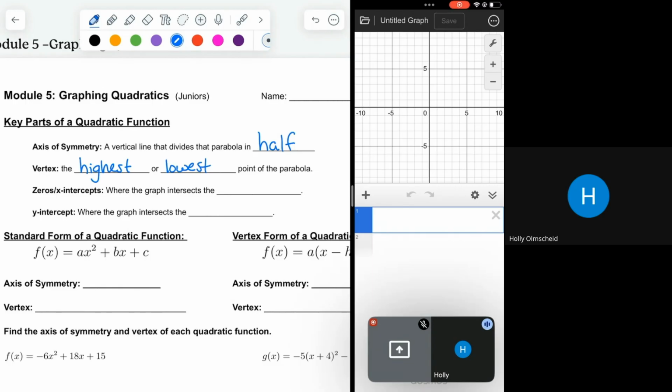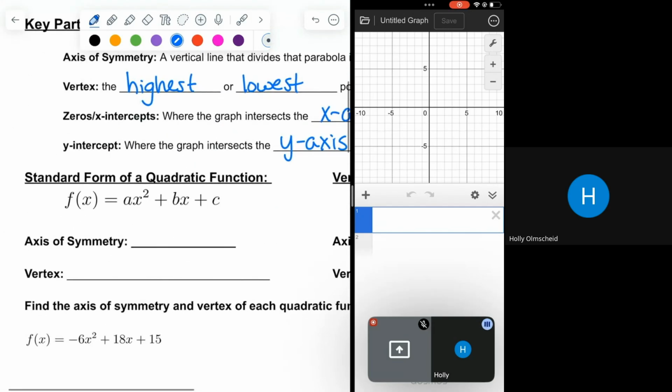So our zeros or x-intercepts are where we cross the x-axis, and the y-intercept is where the graph crosses the y-axis. So we've got two forms for our quadratics. We can either have standard form, which is ax squared plus bx plus c. And if we want to find the axis of symmetry, we're going to use the formula x is equal to negative or opposite b over 2a. And if I want to find the vertex, I will take that same x value, negative b over 2a. And then if I want the y coordinate, I'm going to plug in that axis of symmetry value. And that is going to give us our vertex in standard form.